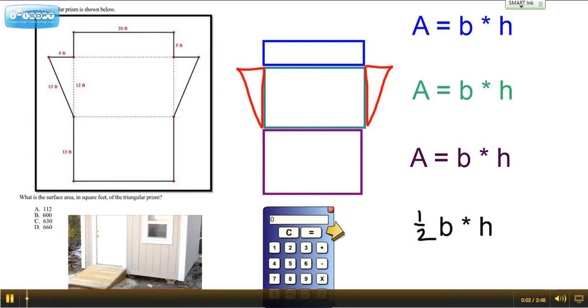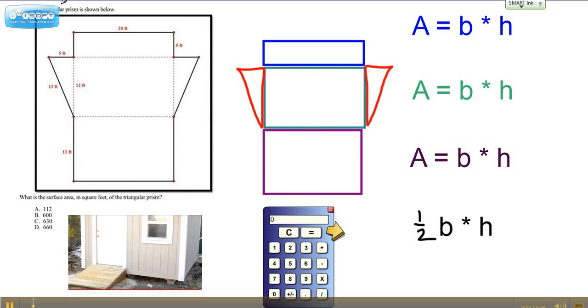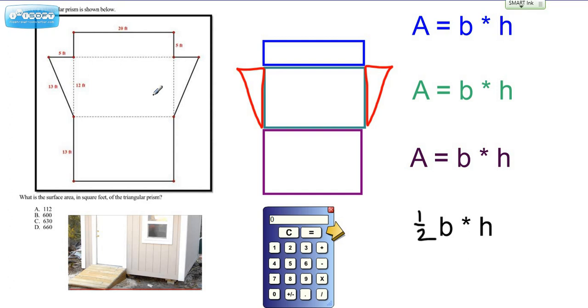Hey everybody, I'm going to help you with number 1. A net of a triangular prism is shown below. Here's the net. And by the way, you might not know this, but if we were to fold this up, it would sort of form the shape of a ramp to a shed. All right, let's look at what they want.